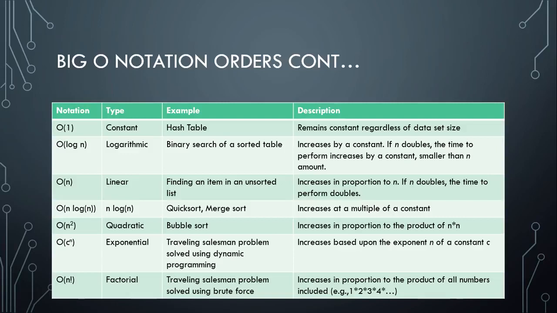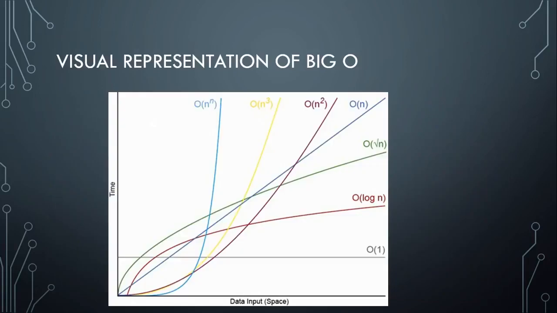So this is again the traveling salesman problem, but this is now solved using brute force, and it's going to go through every single possible combination, which in turn means that it's going to increase in proportion to the product of all numbers included. So the bigger you get, the more terms you're going to have to multiply to figure out where it's at. And n factorial is obviously going to be one of the harder things to try and solve here.